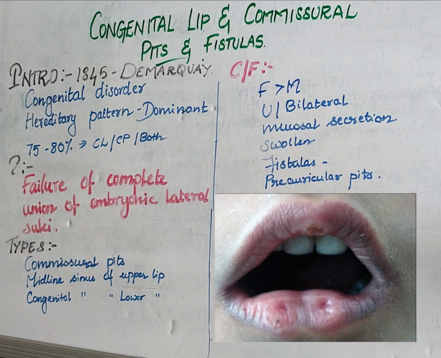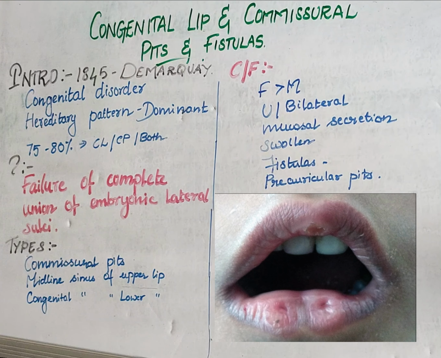So coming to the first developmental disturbance of lips and palate, it is congenital lip and commissural pits and fistulas. As usual, we will try to figure out the pathology from the name. The first word is congenital, that is, present at the time of birth. Then lips, this is known to affect the lip region. Then commissural, the corner of the mouth. So it is affecting the lip and also the commissure, the corner of the mouth, and it is something congenital.